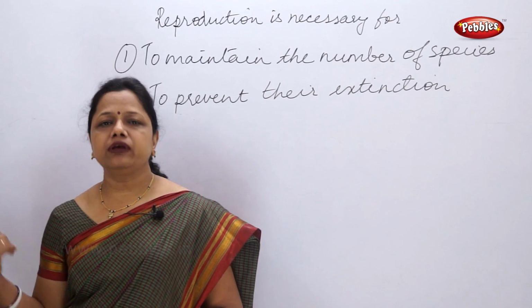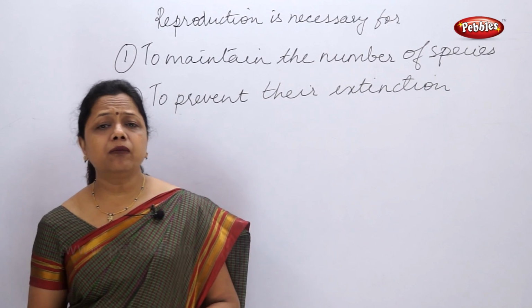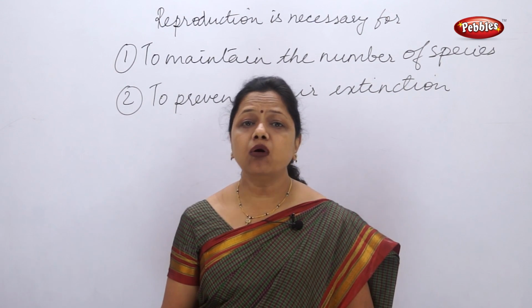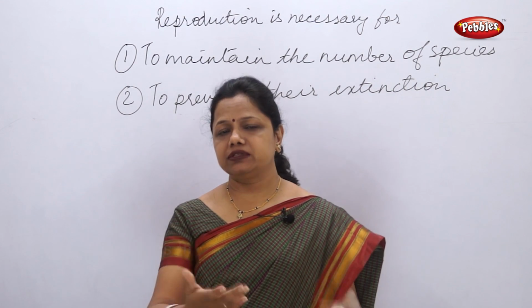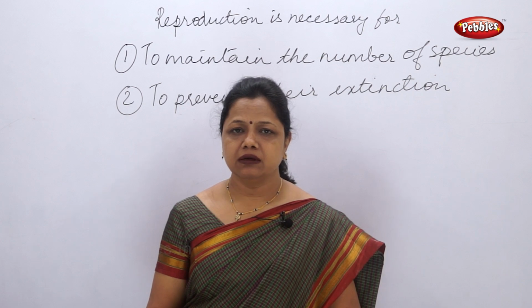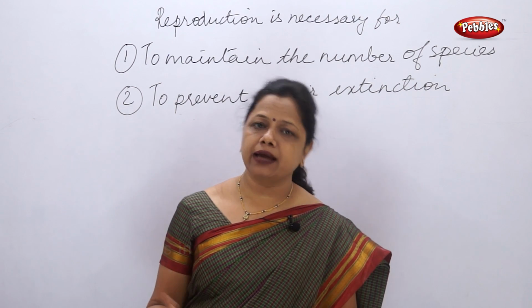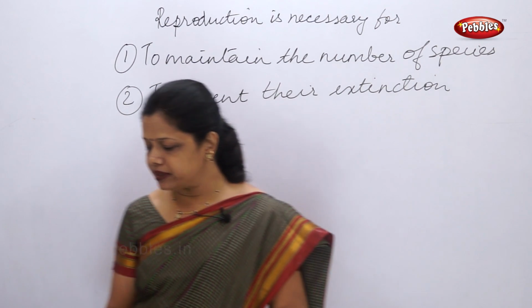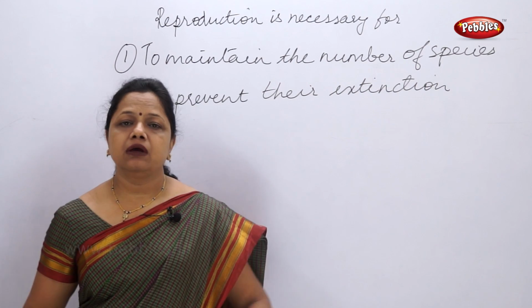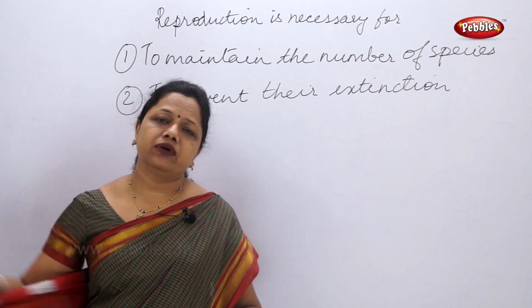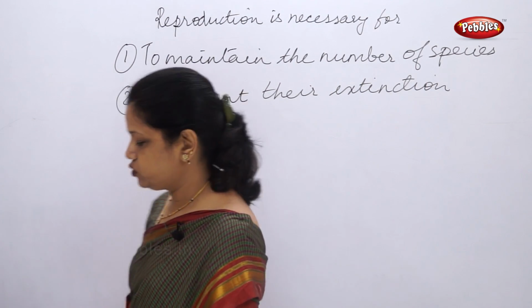Now, further continuing with reproduction. What are the modes of reproduction? Modes means the ways in which reproduction can take place. Here we are talking about plants and animals both. So there are basically 2 modes of reproduction. One is asexual reproduction, and one is sexual reproduction. So we will see that.